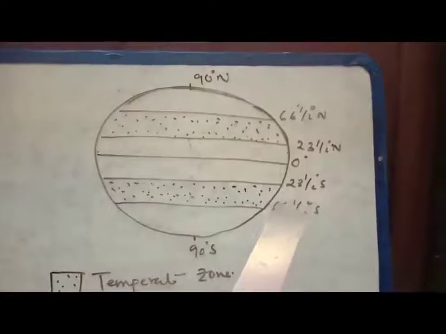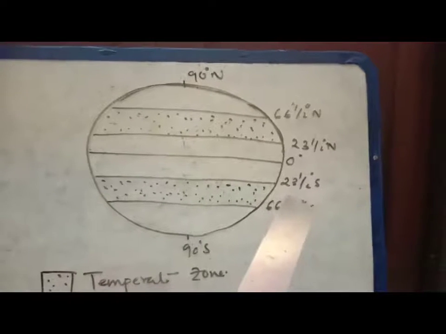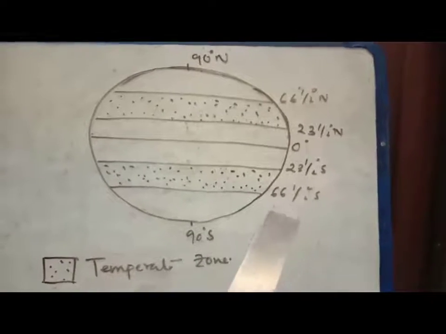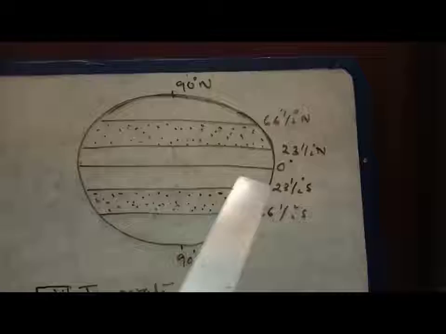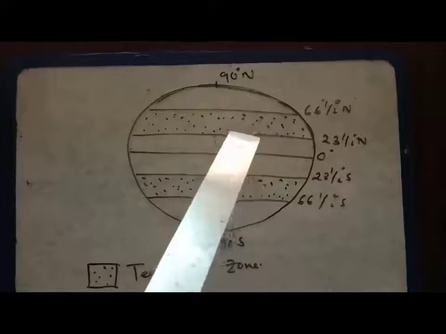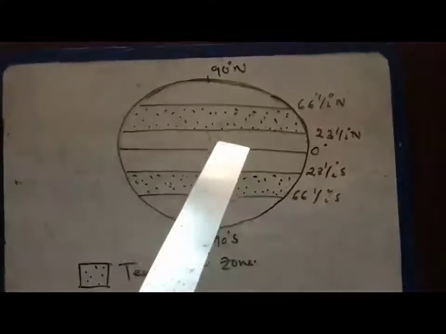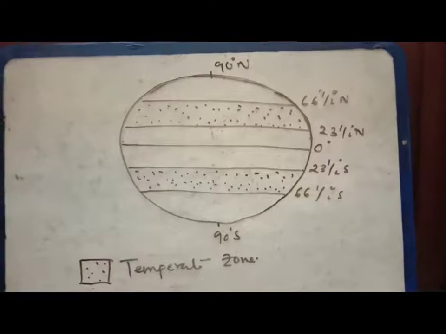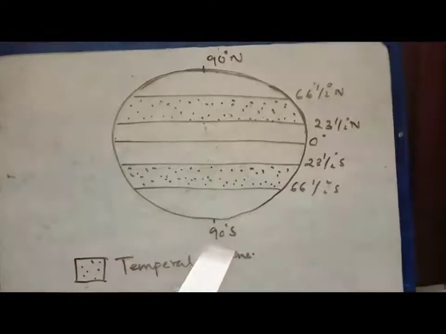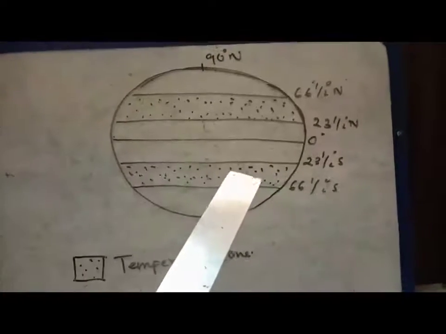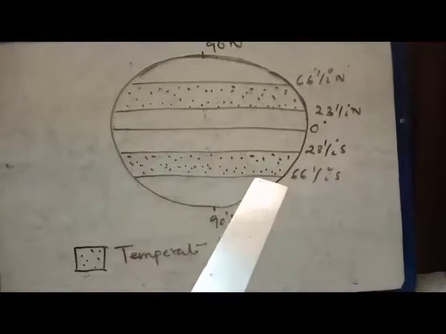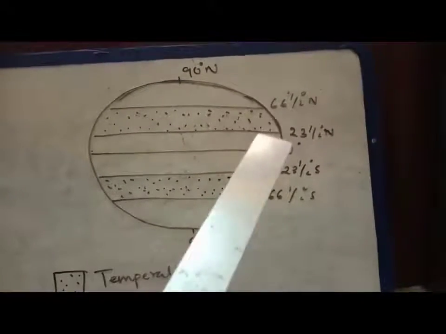So now we can understand the location: 23.5 degree south to 66.5 degree south, in between that place. And here also, 23.5 degree north to 66.5 degree north. So both these places are called the temperate zone. It's not very close to the equator and neither very close to the pole. That means it's in between. Clear? So it is 23.5 degree south to 66.5 degree south, and here 23.5 degree north to 66.5 degree north.